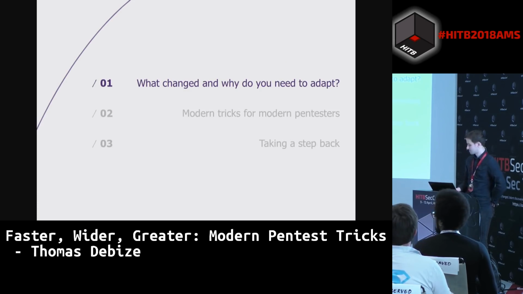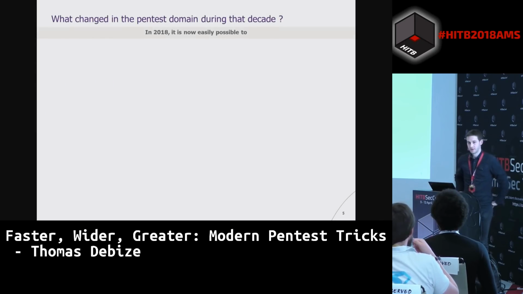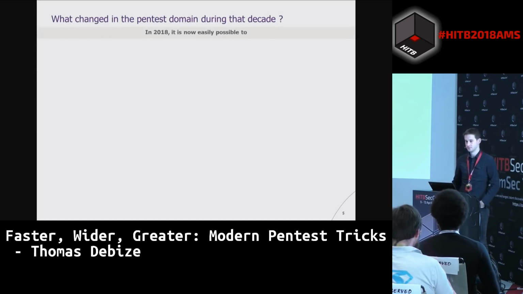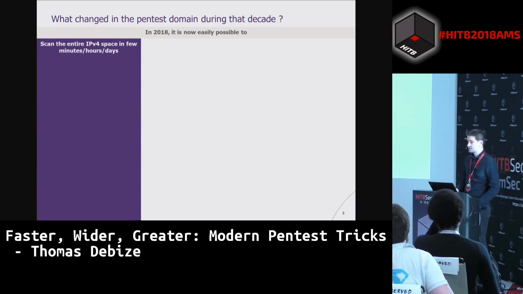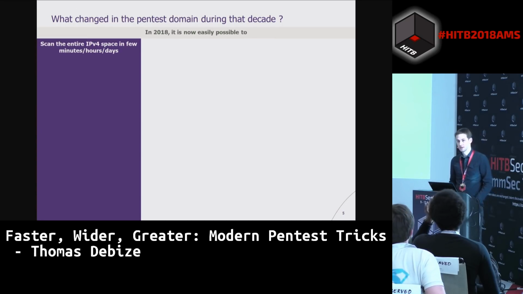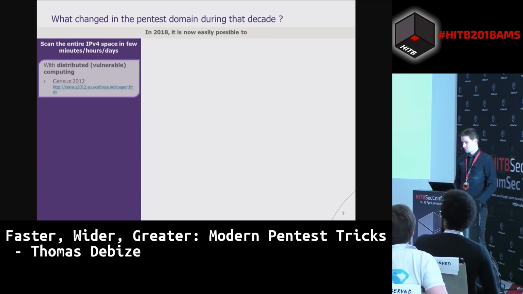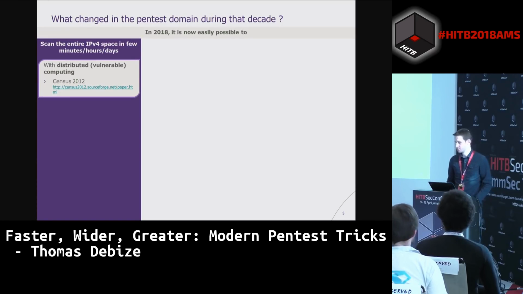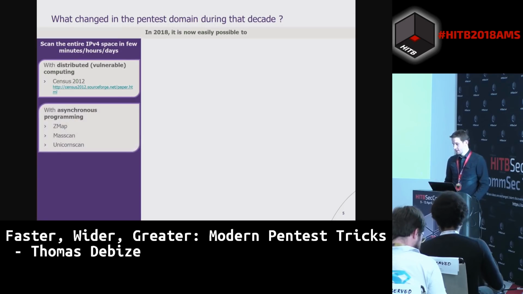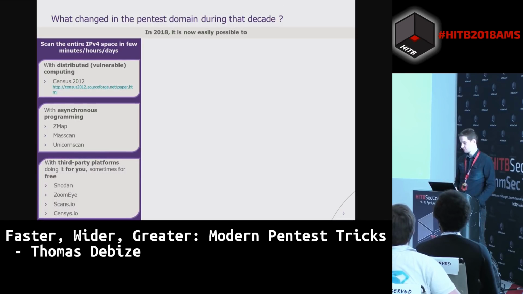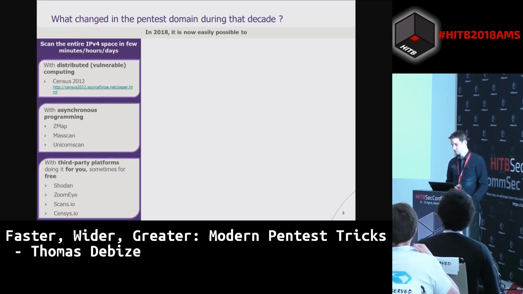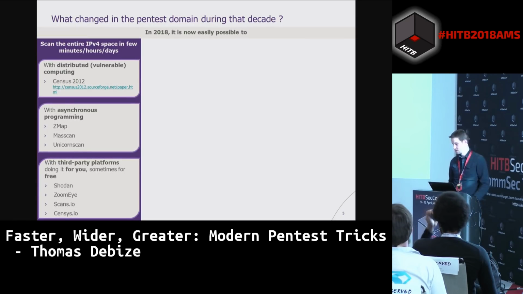Technically, let's start. What's changed right now? What changed in the pentest field during that decade? Now, in 2018, it's easily possible to scan the entire IPv4 space with distributed and volunteer computing. It was done in 2012 with the Census research. With asynchronous programming, ZMap, MassScan, Unicornscan, I hope you know these kinds of tools. With third-party platforms doing it for you, Shodan, ZoomEye. ZoomEye is the Chinese Shodan, for those who don't know.